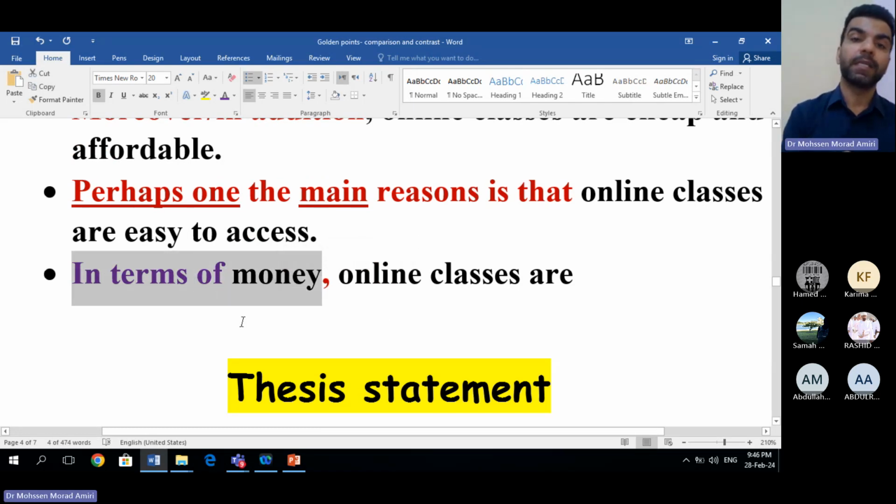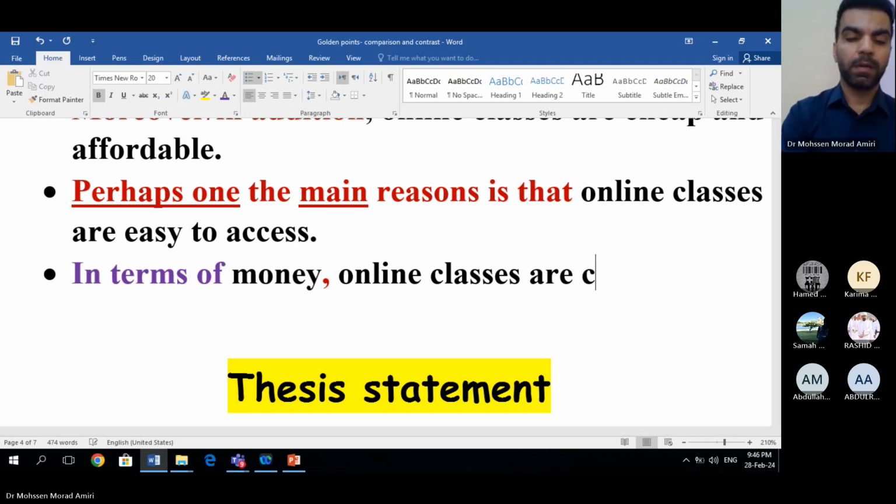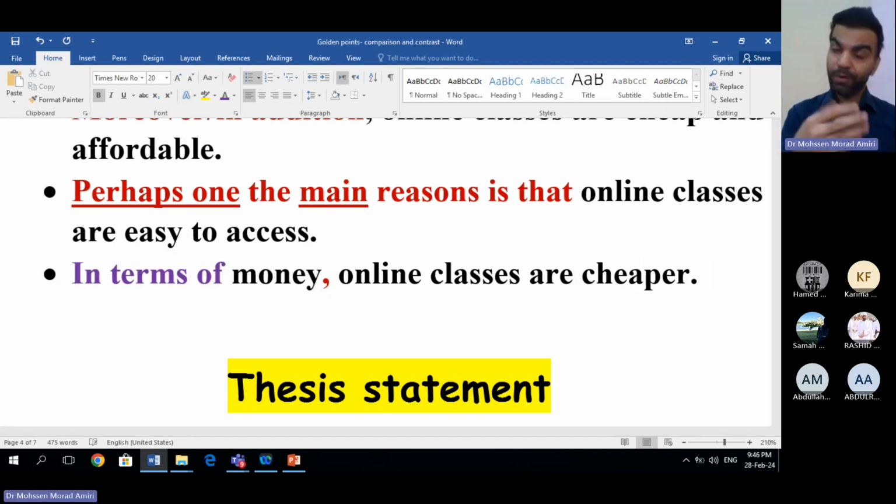And the last one, in terms of money. This is again a nice phrase. In terms of money. In terms of money, online classes are cheaper. When you write such kind of things in your essay, your teacher will be impressed. So do not write something very, very simple. You need to write professionally.